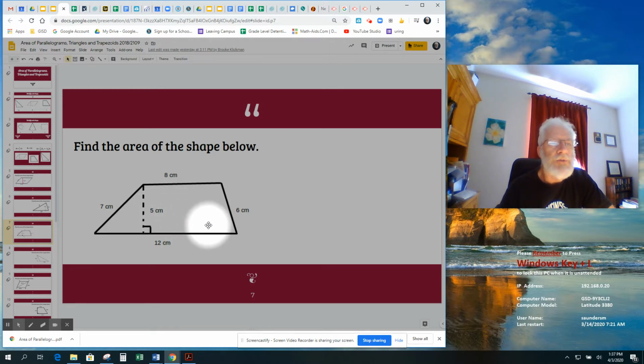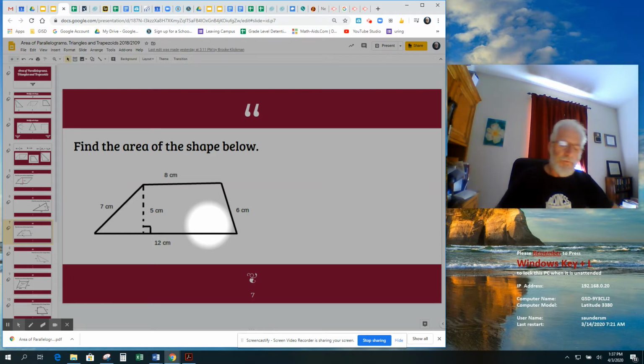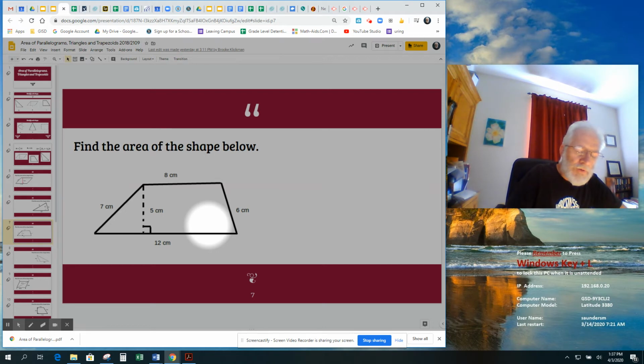This is a trapezoid. So the area for a trapezoid is equal to 1/2 times B1, for base 1, plus B2, base 2, in parentheses, times H. So that's what I have so far. My formula is area equals 1/2 (B1 plus B2) times H. Okay, so let's figure out what we're going to put into this formula to solve for area.